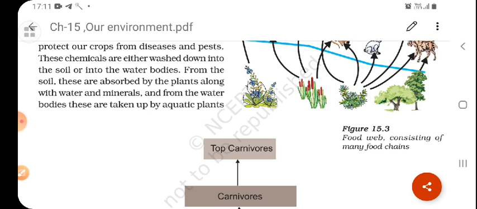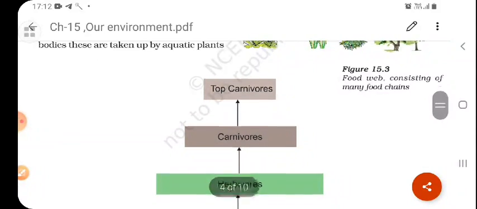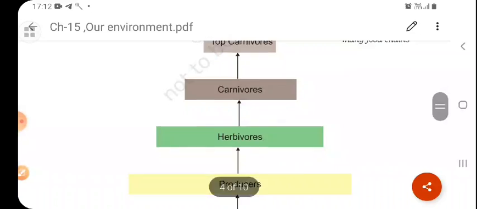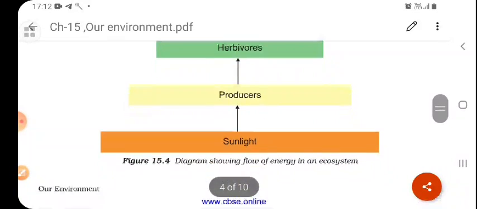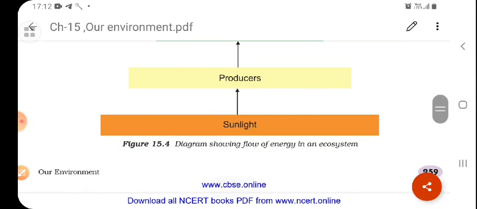And the food and feeding relationships of plants and animals are rarely as simple as the examples of food chains described above. Different kinds of food chains overlap each other. Like many aquatic plants are eaten by aquatic animals, then aquatic animals by some carnivorous animals. So these food chains overlap each other. So a food web consists of many food chains, in which the top carnivorous animals eat carnivorous, and carnivorous eat herbivorous, then producers and sunlight. So this is the flow of energy in an ecosystem.